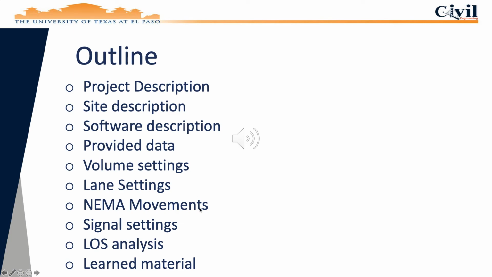The outline of the project will discuss the following: project description, site description, software description, and the provided data. Then we're going to see the settings for volume, the lanes, how we assign the NEMA movements or phases, as well as the signal settings, the LOS analysis, and finally the information we learned along this project.